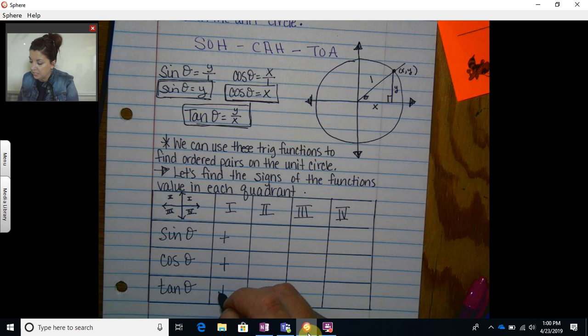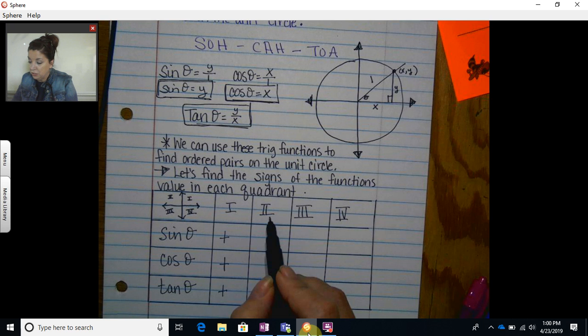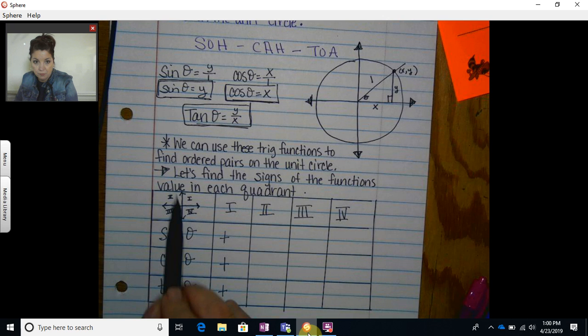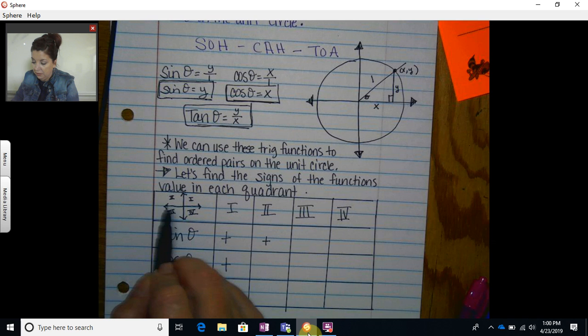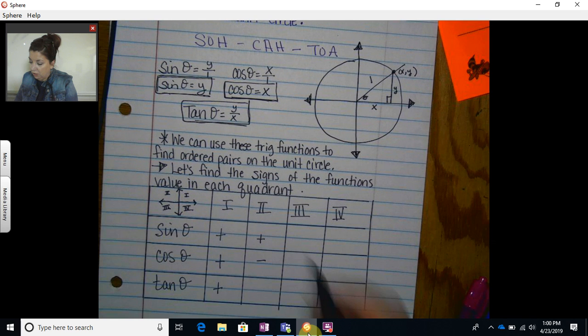Now let's look at everything in quadrant 2. Quadrant 2 is the top left-hand corner, right? So sine of theta, sine's referring to your y values. Are the y values in this quadrant positive or negative? Positive. Cosine of theta are your x values. Are your x values in this quadrant positive or negative? Negative, right? Because it's that left side of the x-axis. Tangent is your y's divided by your x's, so positive divided by negative is going to give you negative.